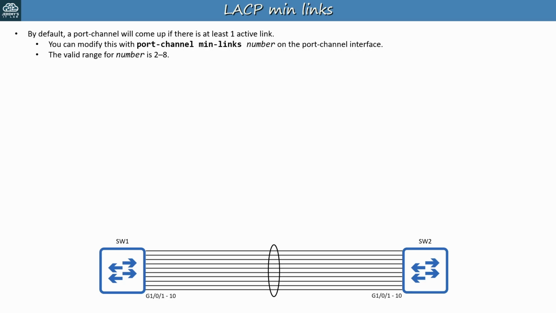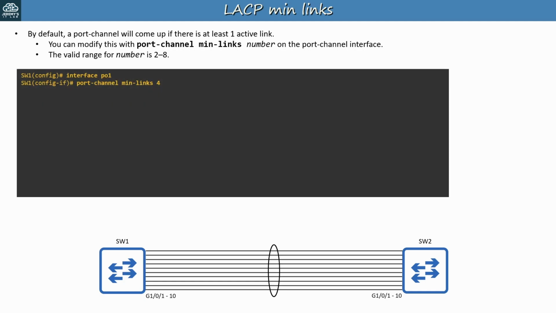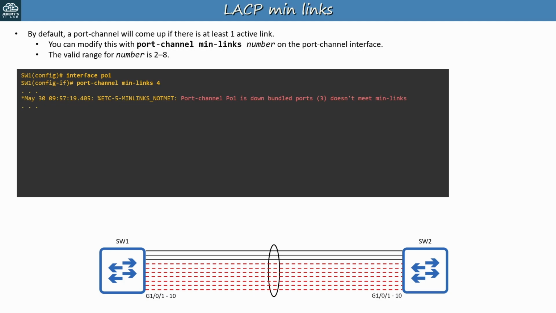With the default settings, this will remain up as long as there is a single active link between them. Let's change that. On switch 1's port channel 1, I configured port-channel min-links 4. Then, let's say there's some issue on 7 of these links, leaving only 3 active links between switch 1 and switch 2. Maybe someone was doing construction and accidentally cut most of the fiber. Who knows? This syslog message appears on switch 1. The port channel is down because the number of bundled ports doesn't meet the minimum links requirement.